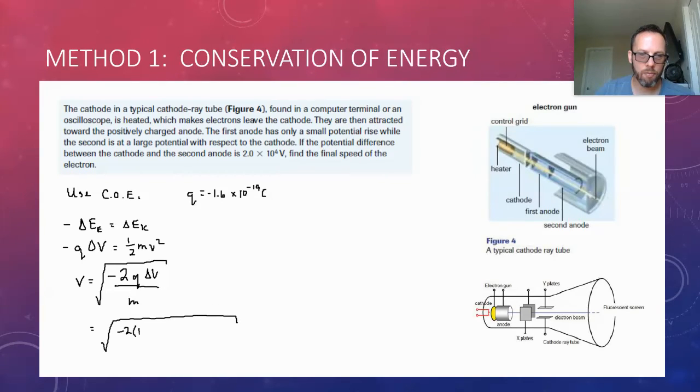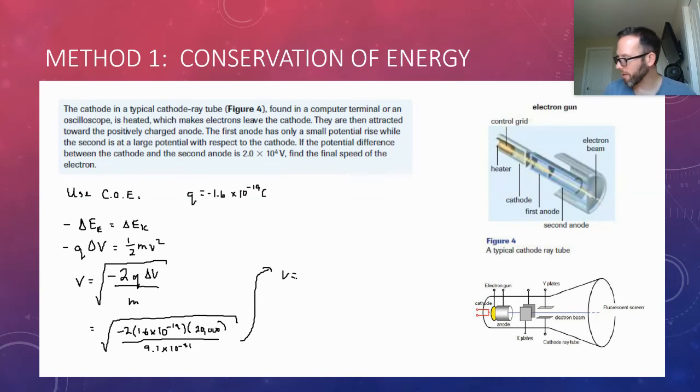We'll have a positive. So negative 2, 1.6 times 10 to the minus 19. Potential difference was 20,000. Mass of an electron, pretty small, was 9.1 times 10 to the minus 31. And we'll get the speed these electrons come flying out at. Oh, I forgot the negative here. So negative 1.6. Yeah, so that's going to give us a positive value.